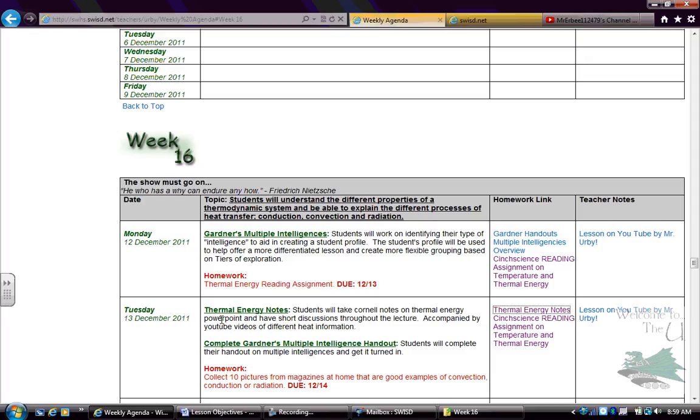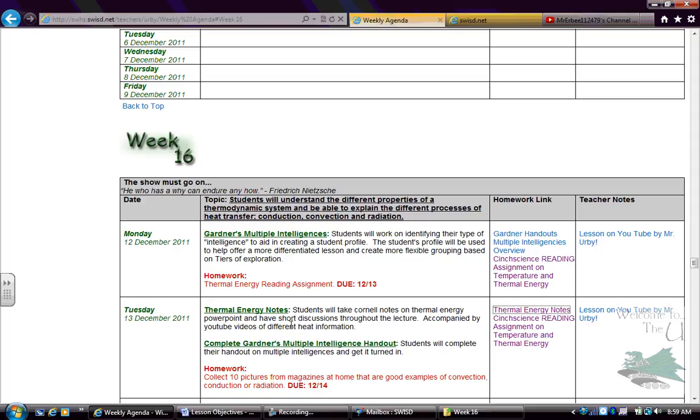We're going to go through some notes, and we will have some time at the end when we finish these notes for you to go back and look at the handout that was given to you yesterday on Gardner's multiple intelligences, and you can finish that self-test on the internet. The computers will be available to you, and you can turn that in to me.